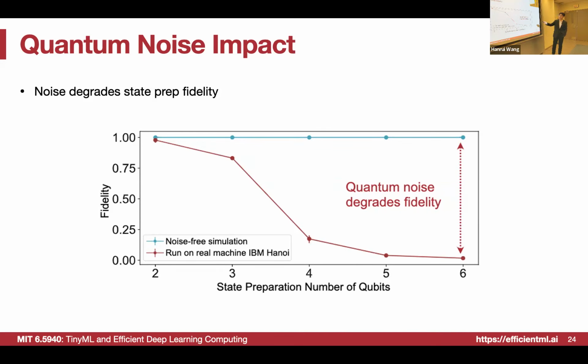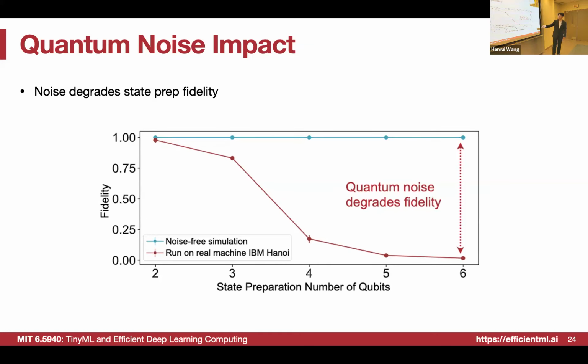In the green curve, we can see the noise-free simulation of our state preparation, and the fidelity is very close to 1. But say, given a quantum device, we want to run this series of gates to obtain an initial state. In that case, we can see that with only 4 or 5 qubits, the fidelity of the state preparation on the real device will be very low.